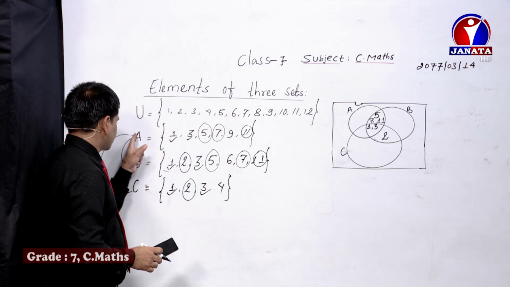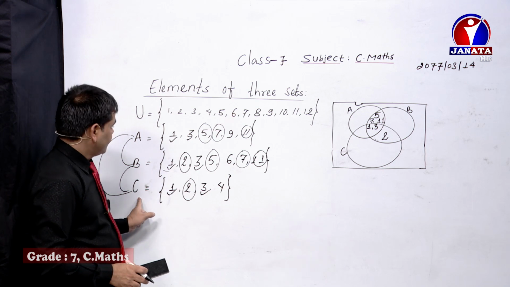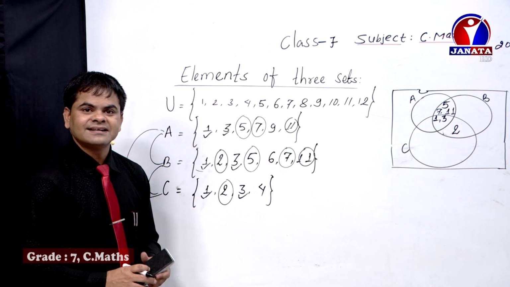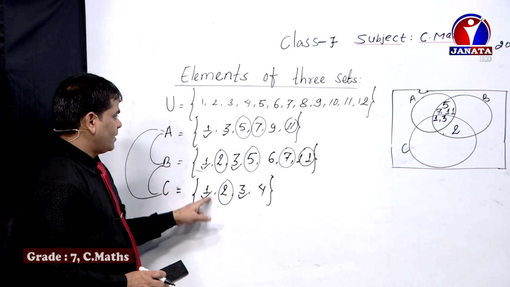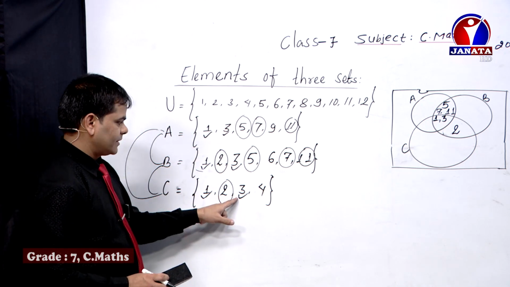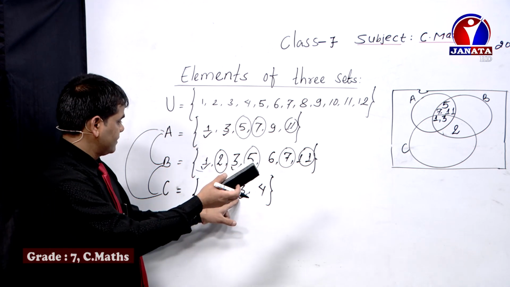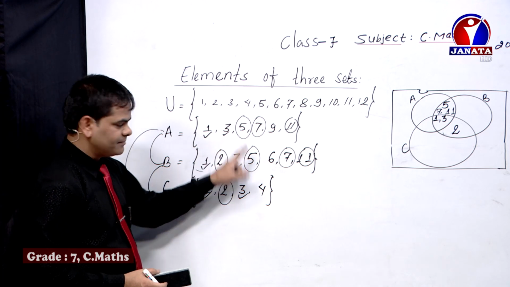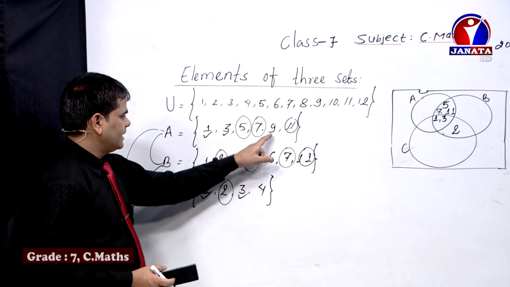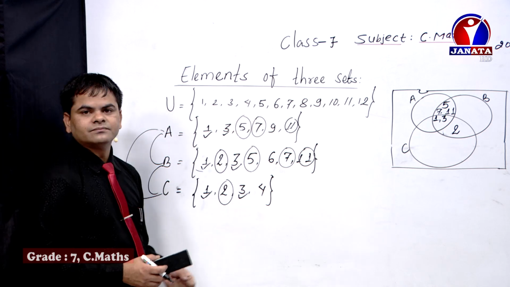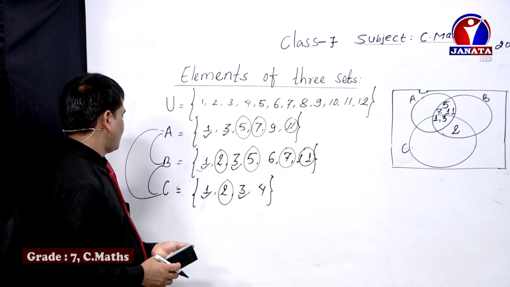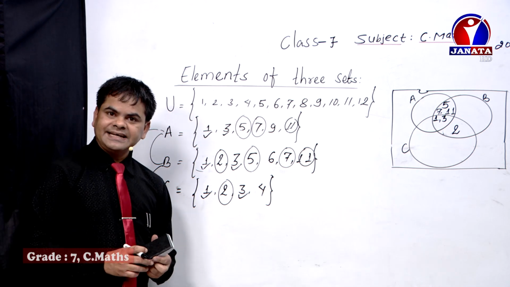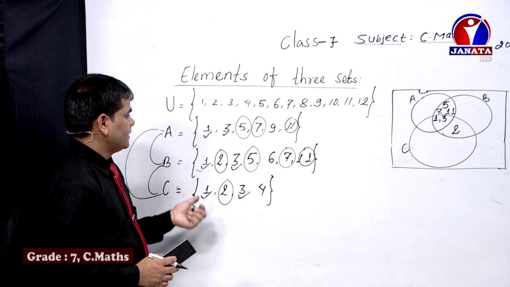Now is the turn of A and C. Let's see the elements being common in between the set A and C only. 1, we have already taken. 3 we have already taken and we have already kept in the Venn diagram as well. Now what about 5? No 5 in here. Although here is 5, there is no 5. 7, no. 9, no. 11, no. 4, no. That means that's all. There are no elements in between A and C set only.